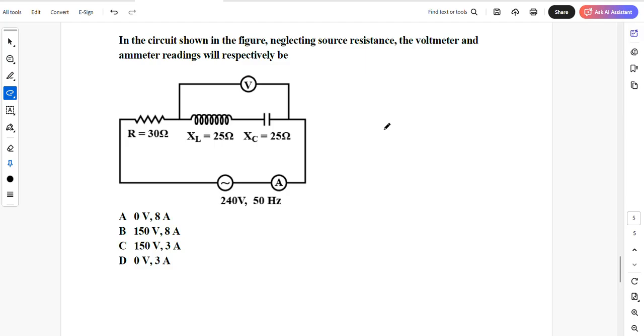Now let us see the last problem. What they are asking here: in the circuit shown in the figure, neglecting source resistance, the voltmeter and ammeter readings. What exactly are you supposed to calculate? See here, XL is equal to XC. The circuit is in resonance. You are supposed to calculate the reading of this voltmeter and the reading of this ammeter.